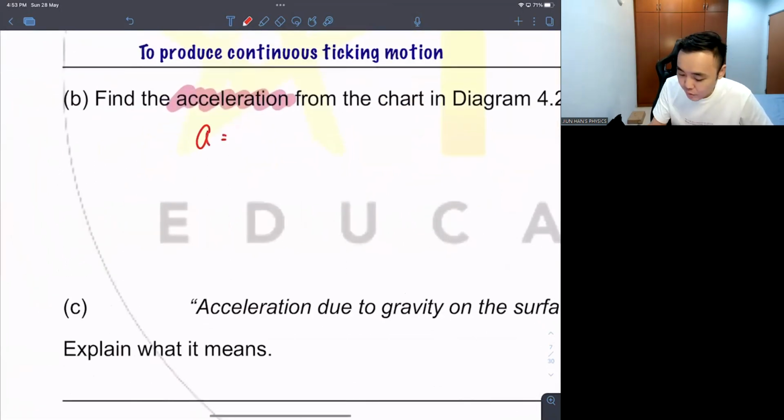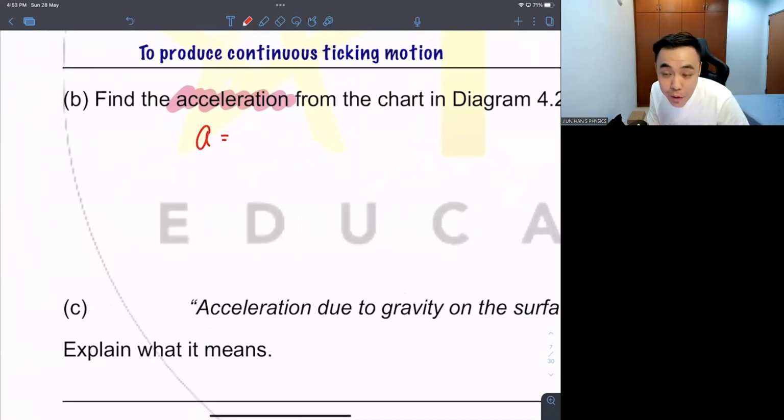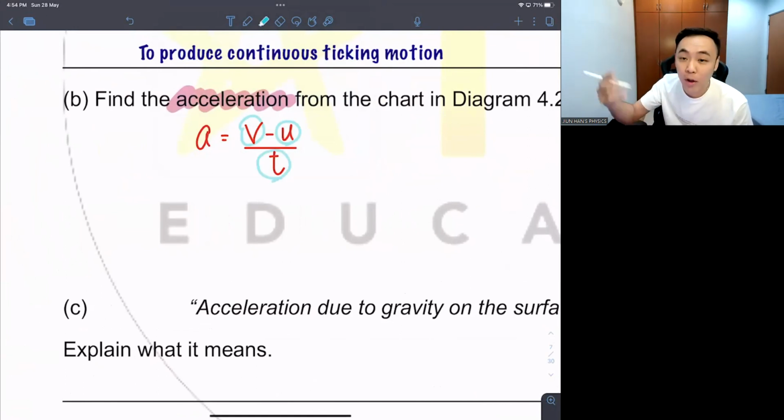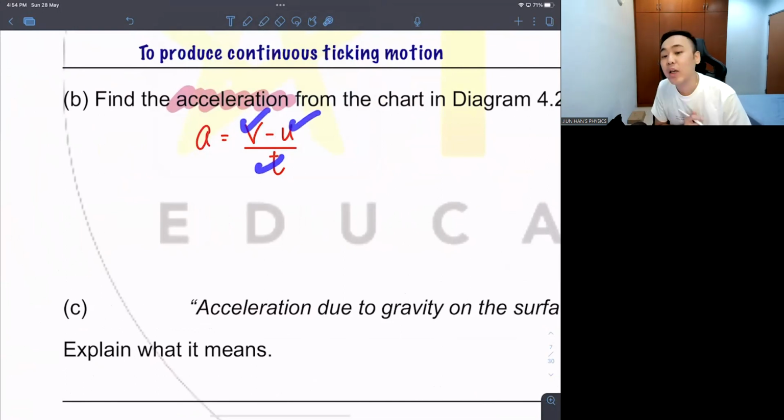How do you calculate accelerations? Come, formula. Just now we said: final velocity minus initial velocity, then we divide by time. Got it? Then you ask yourself, do I have this? Do I have this? If I have all of them, I have the answer. So at least you know what to do. In order to find acceleration, what must I do? Find out V, find out U, find out T.